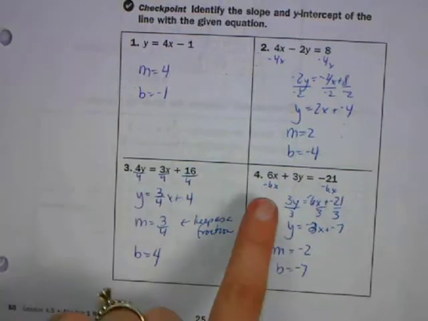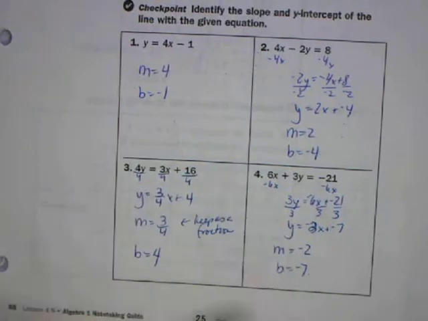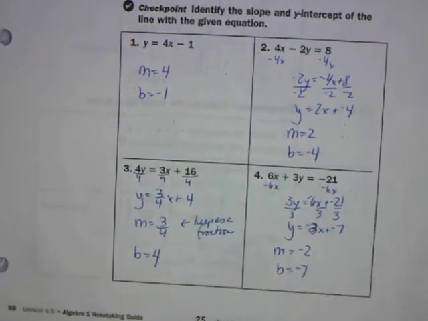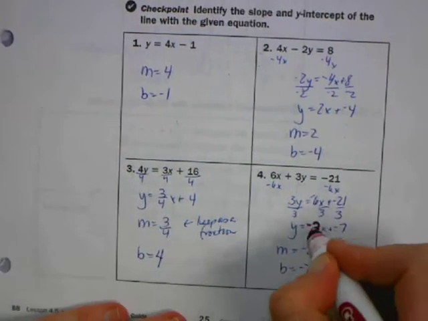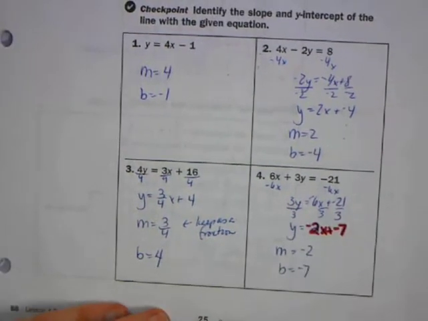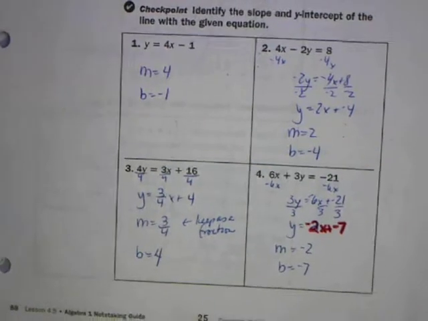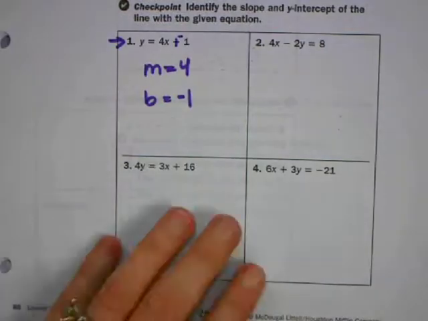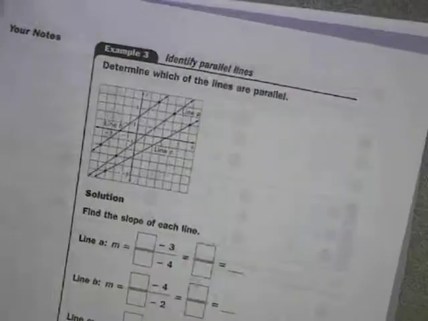Last guy, subtract by 6x, divide. It ends up being y equals negative 2x plus negative 7. So m is negative 2, b is negative 7. Go ahead and see Mrs. Wyman if you're having trouble on any of those, and I'll be happy to help you out.